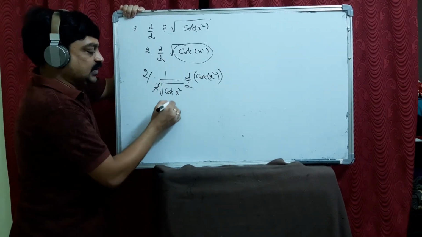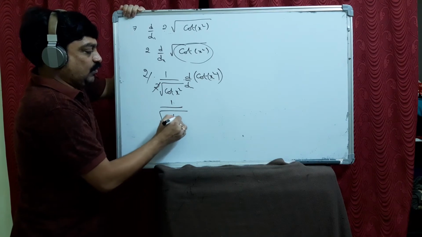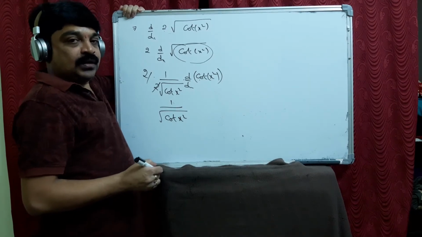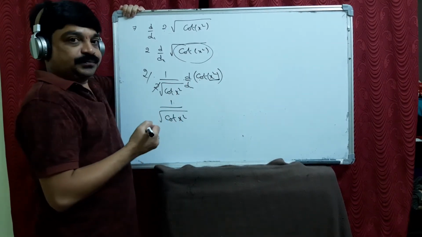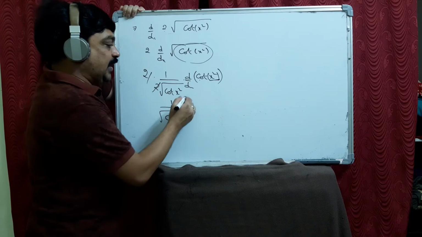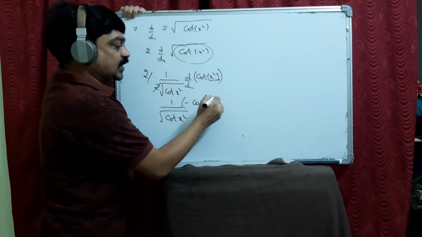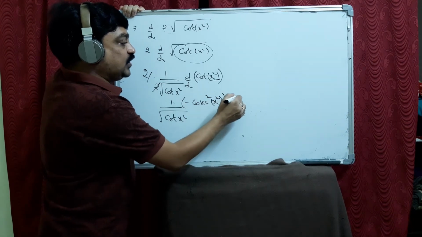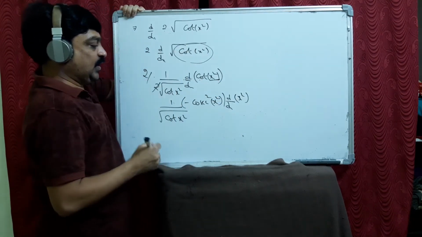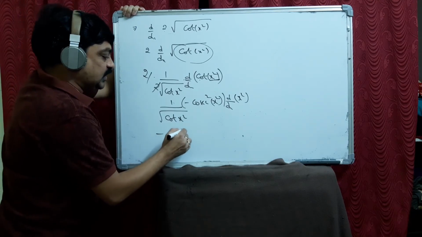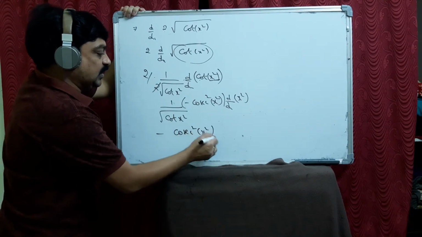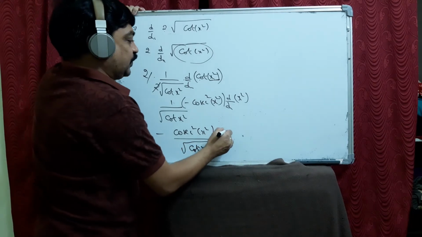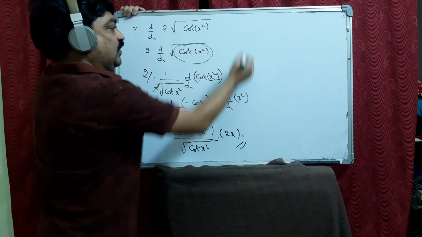Now, this gets cancelled. 1 by root of cot x square into the derivative of cot of something, cot theta. So treat this as x, cot x. The derivative of cot x will be minus cosecant square x. Minus cosecant square, here x is x square, into d by dx. So what did we assume as x? X square. Now it becomes minus cosecant square x square by root of cot x square into 2x. You can leave it like that.